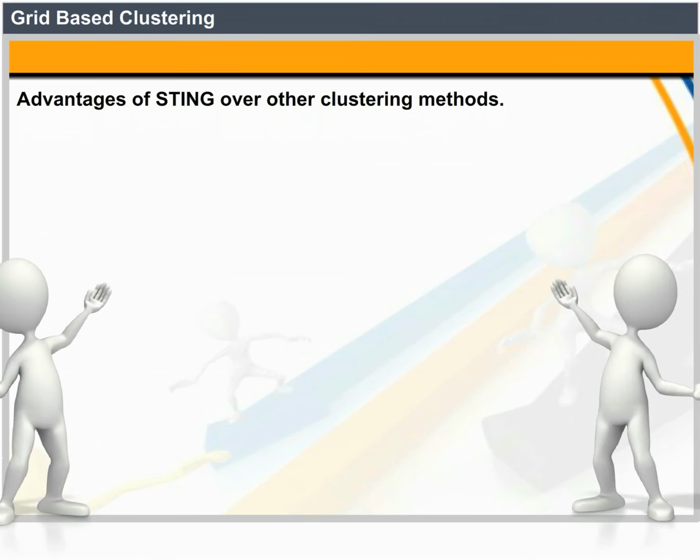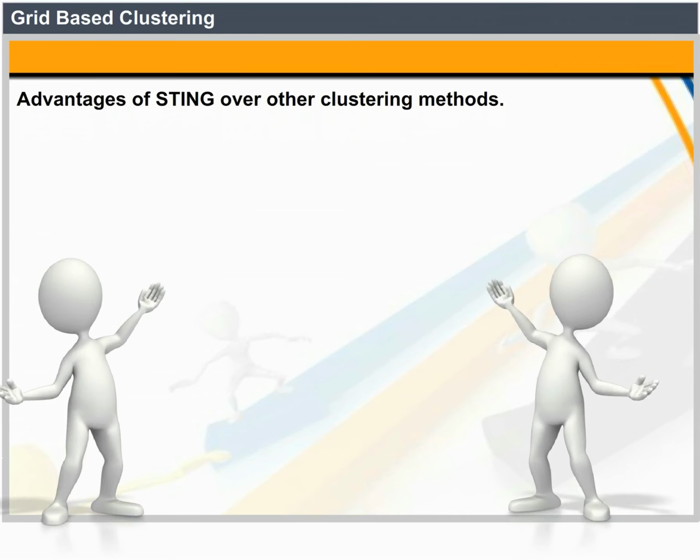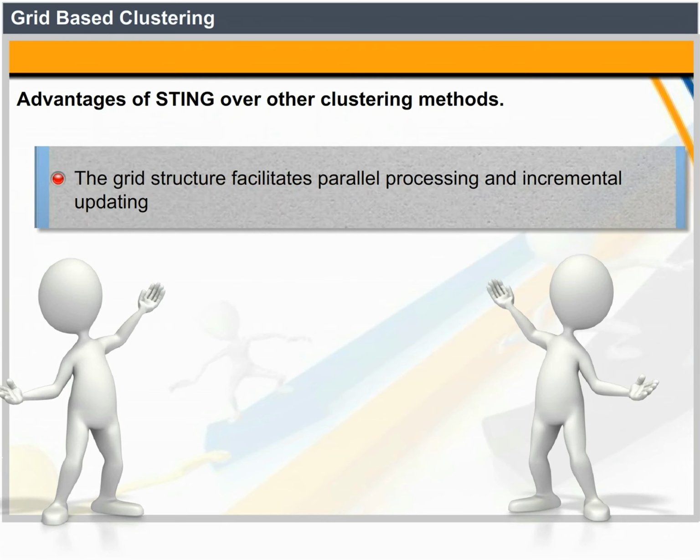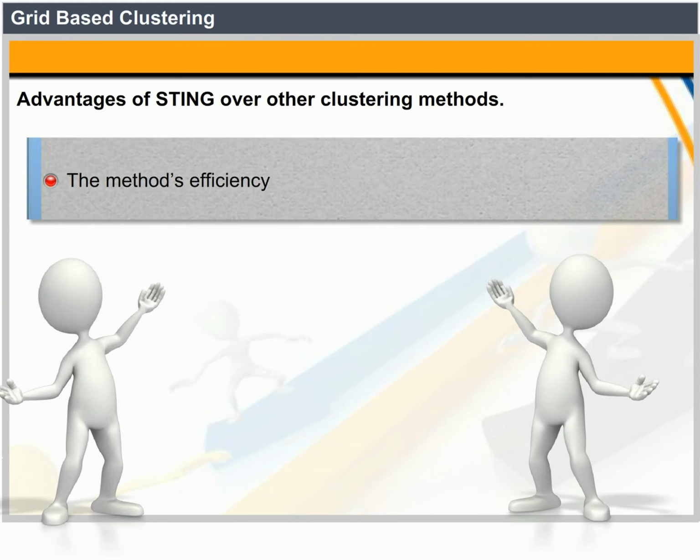Advantages of STING over other clustering methods. 1. The grid-based computation is query-independent because the statistical information stored in each cell represents the summary information of the data in the grid cell, independent of the query. 2. The grid structure facilitates parallel processing and incremental updating. And 3. The method's efficiency is a major advantage.